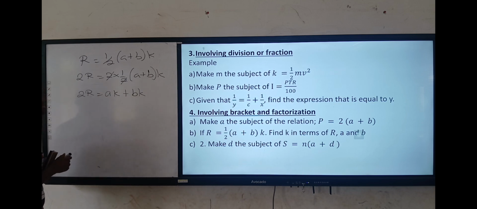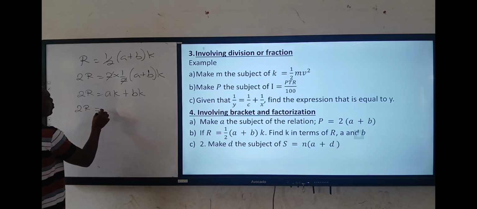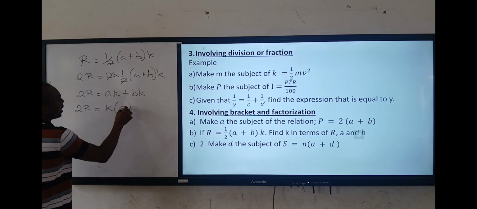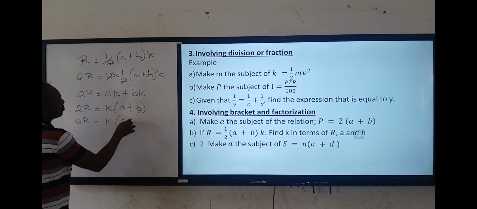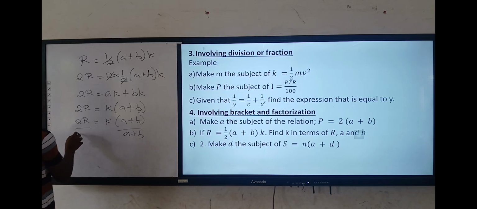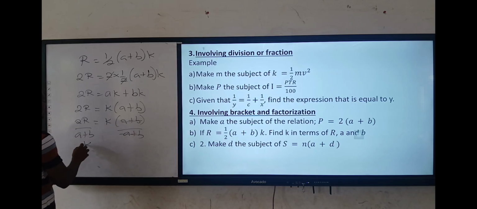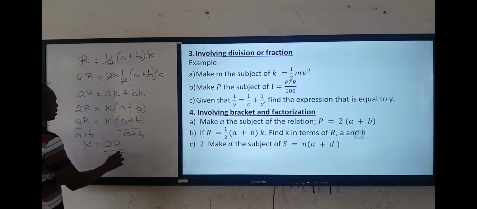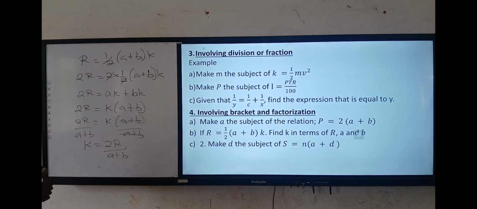Then since we want K to be the subject, you factor the K out. So 2R will be equal to K in the bracket, A plus B. Since we want the K, divide both sides by what is in the bracket. So you get A plus B here, over here A plus B here. This will cancel, leaving K. So therefore K is equal to 2R over A plus B. So that is the answer for the B.